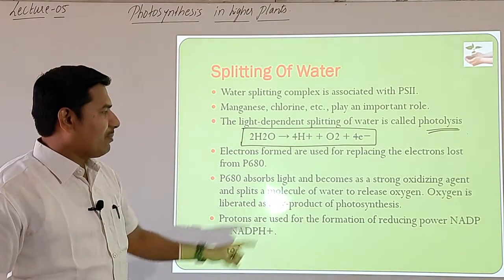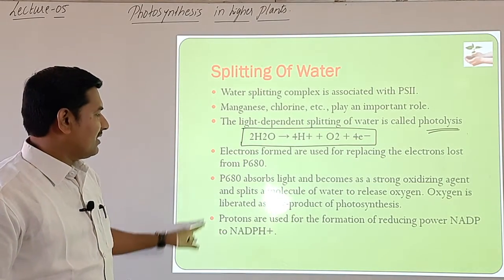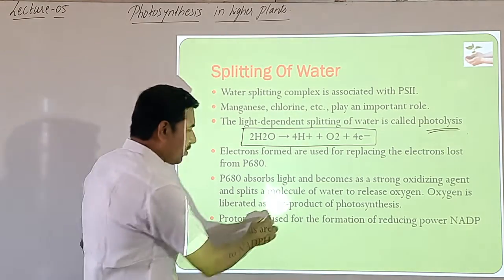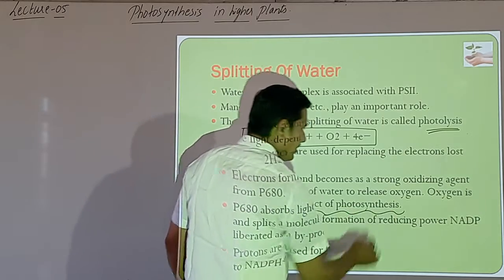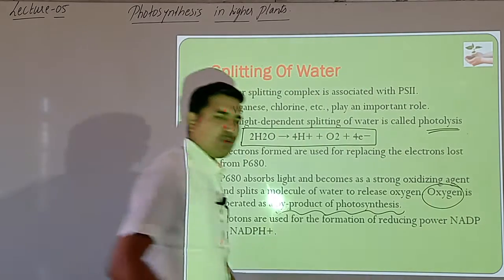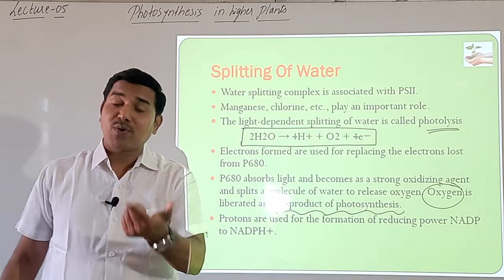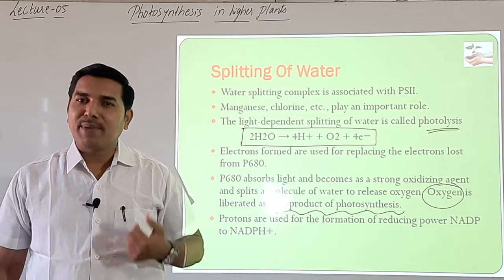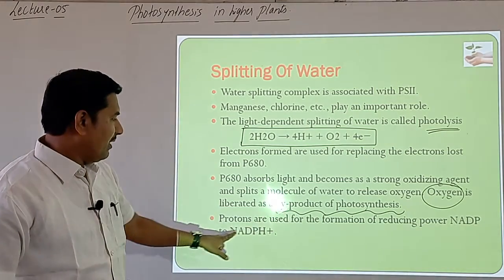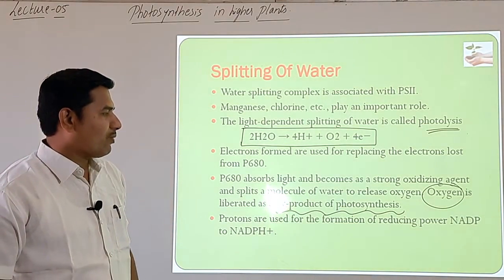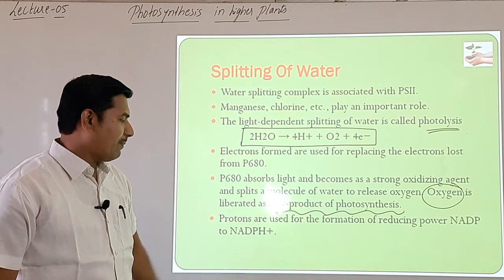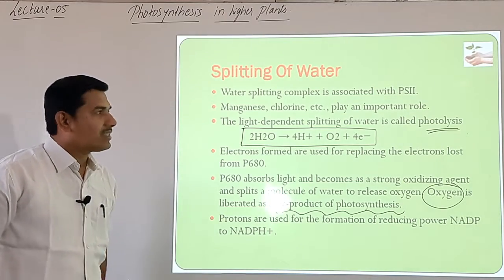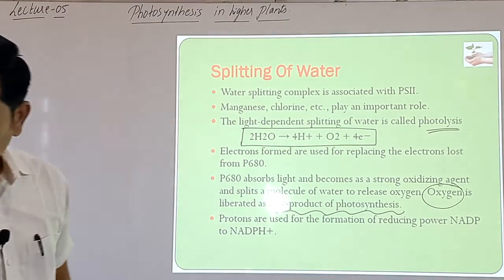P680 absorbs light and becomes a strong oxidizing agent and splits a molecule of water to release oxygen. Oxygen is liberated and oxygen is the byproduct of photosynthesis. Remember, which is the byproduct of photosynthesis? Oxygen is the byproduct. But look, this byproduct oxygen is needed for our survival. Then protons are used for the formation of reducing power, NADP+ converting to NADPH + H+. So this is regarding the photolysis of water.